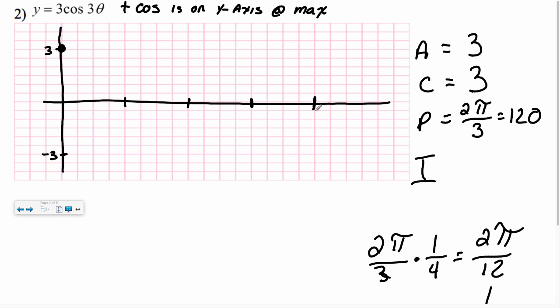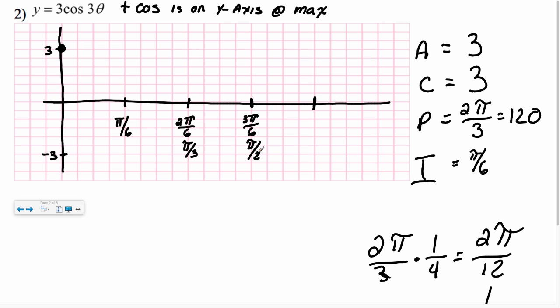My interval will be pi over 6. So, right here, pi over 6. The next one's going to be 2 pi over 6, or in other words, pi over 3. The next one will be 3 pi over 6, or in other words, pi over 2. Just simplifying the fraction.